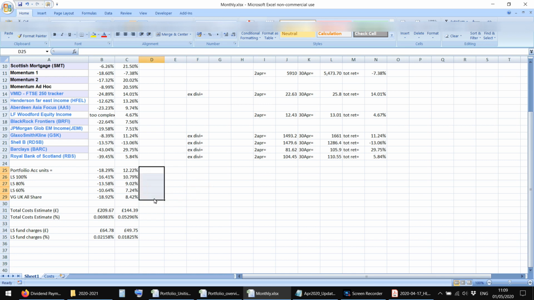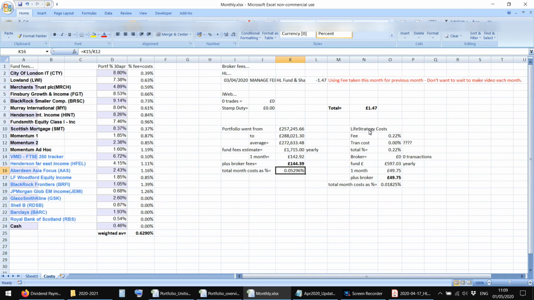I hope that sums right. And I've done the same methodology. There weren't any broker fees for iWeb this time for the costs. But what I've done is I've decided just to use the fee that was actually taken from Hargreaves Lansdown in the time frame, even though this fee actually refers to the month before, simply because I'd have to wait a few days before I made these videos.